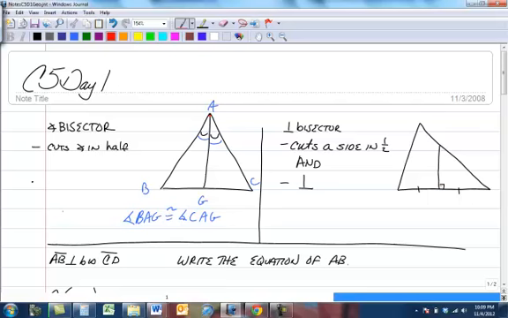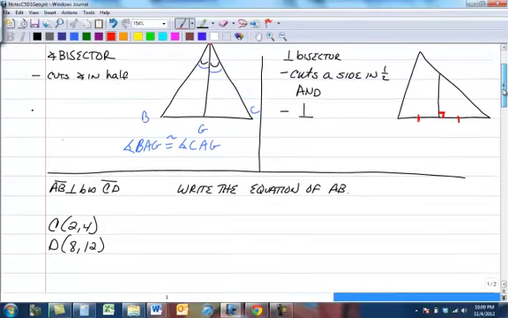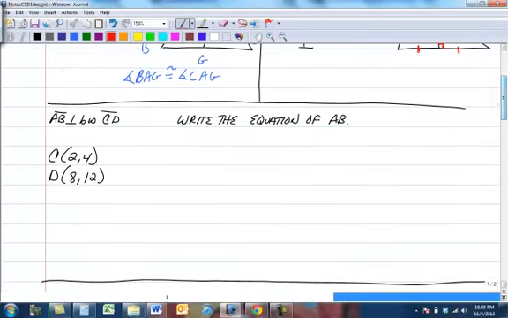But the two big important parts is just what the name says. It's perpendicular, so it makes a right angle, and it bisects the side that it is perpendicular to. All right, so those are the two things that we're going to talk about today.